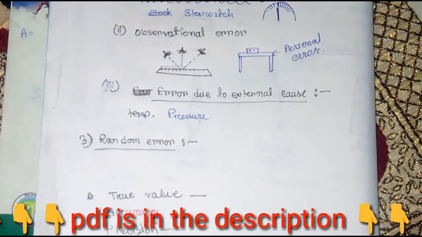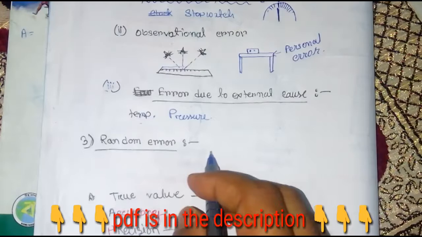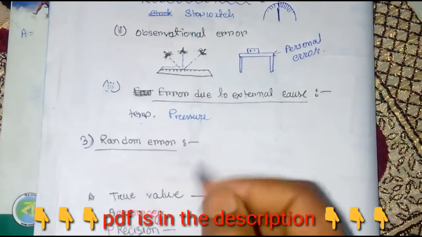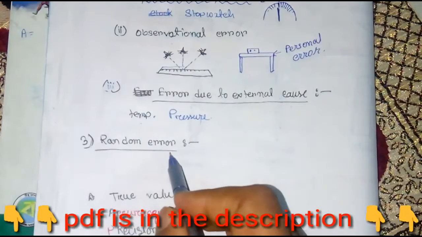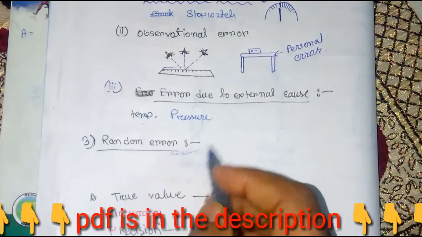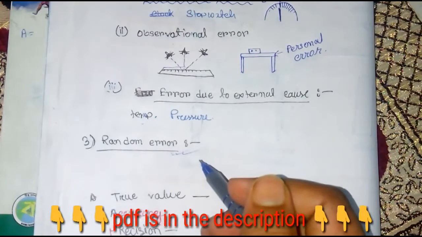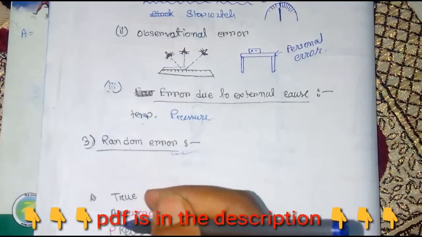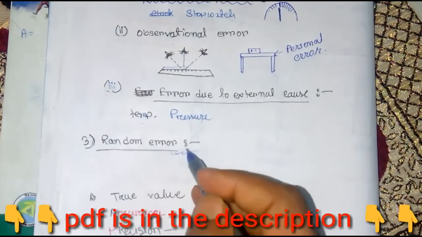Okay, what is a random error? Random error can be caused by anything. Suppose you are measuring something with a voltmeter or ammeter, and the current fluctuates, or something else happens, so these are called random errors. Suppose you are doing an experiment and an earthquake happens, so this is not in your hand. Random error is not in your hand.